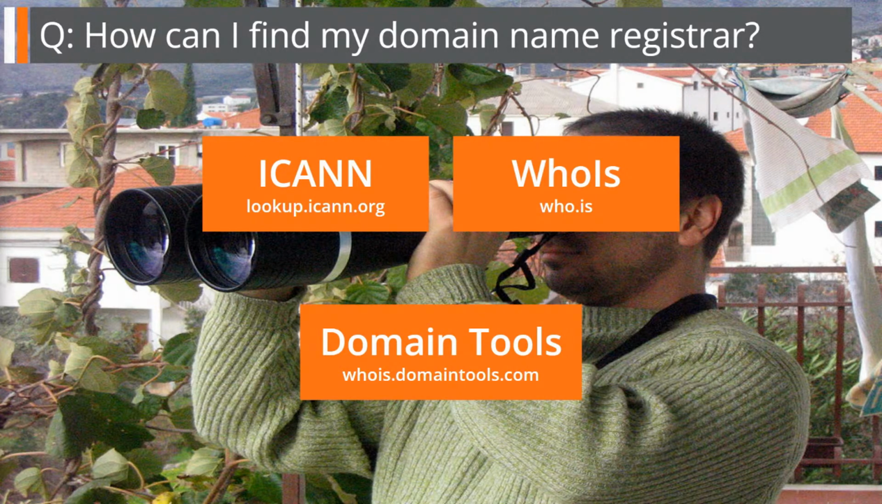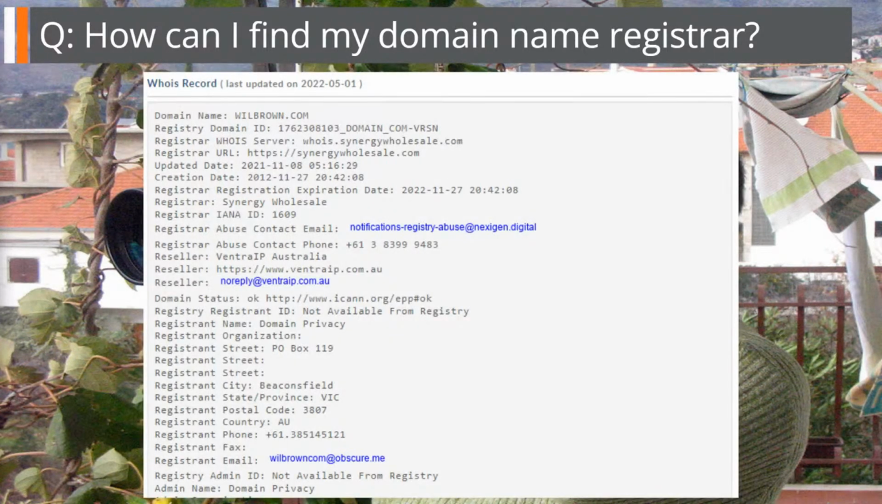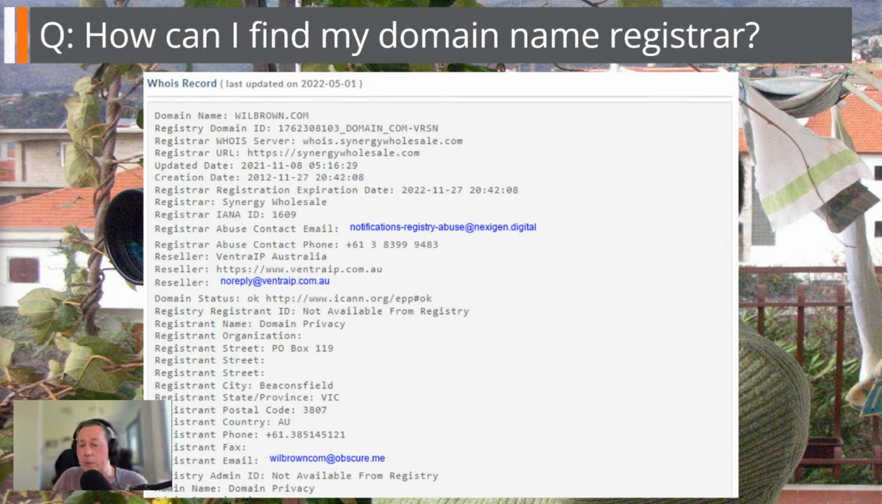So here is an example for this. This is the Whois record for my domain, willbrown.com. Now you can see there's lots of information. I've got privacy turned on for those. So you can see, maybe halfway down, it says registrant name, domain privacy. But we can see there's a little bit of information there.